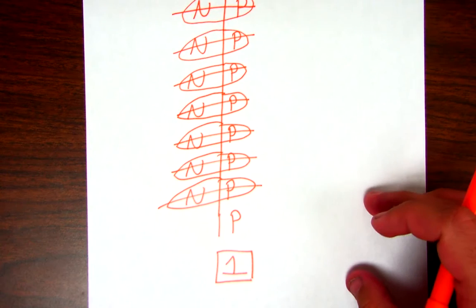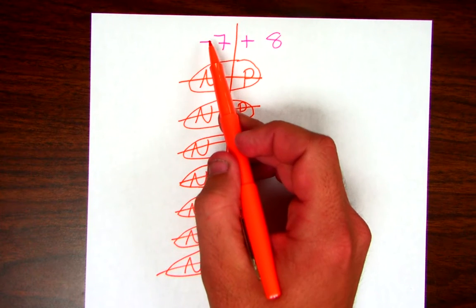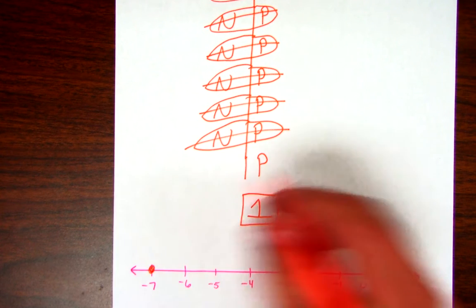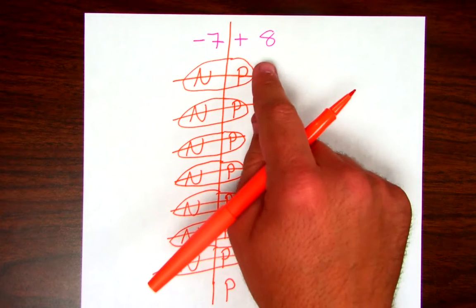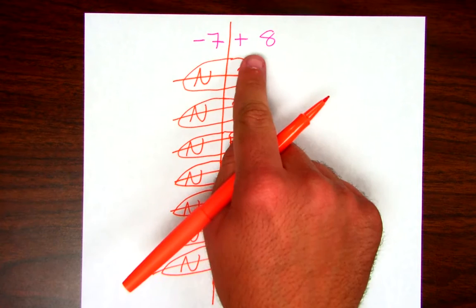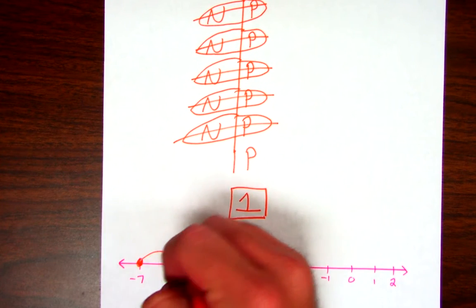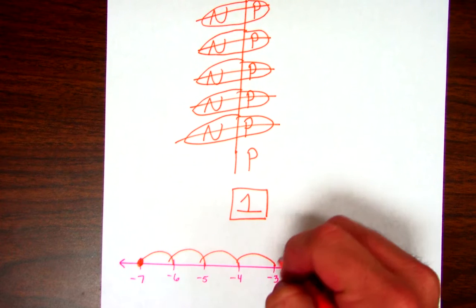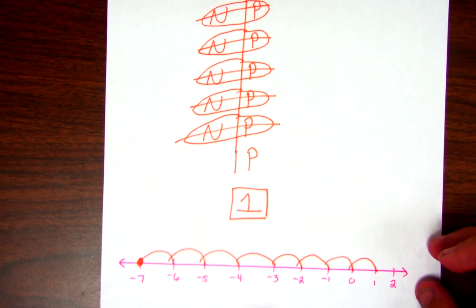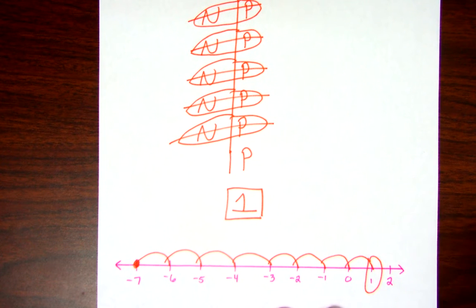Let's go and look at this on a number line. It says we start at negative 7. That's where we're going to start, right here at negative 7. But then it tells me to go in the positive direction, which means to the right. I got to go to the right 8 units. So let's go ahead and do that. 1, 2, 3, 4, 5, 6, 7, 8. Well, where did I finish up? I finished up at a positive 1.